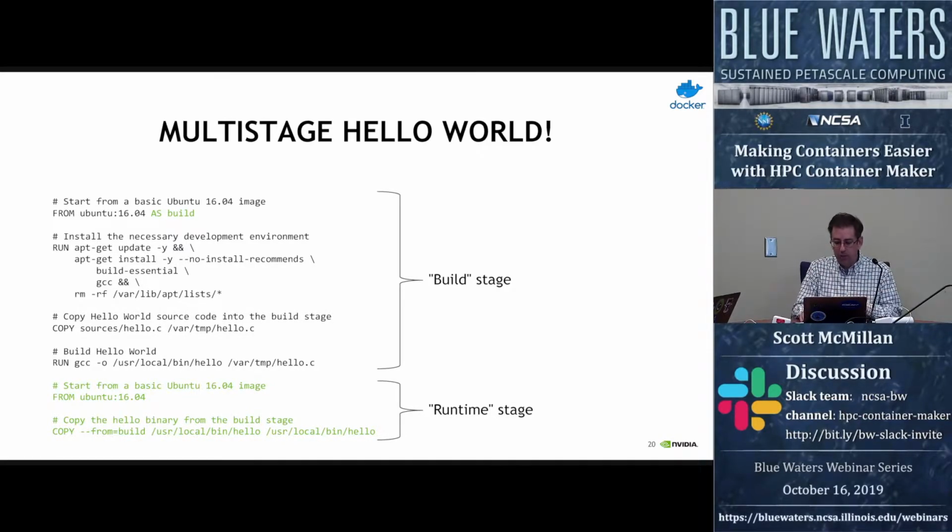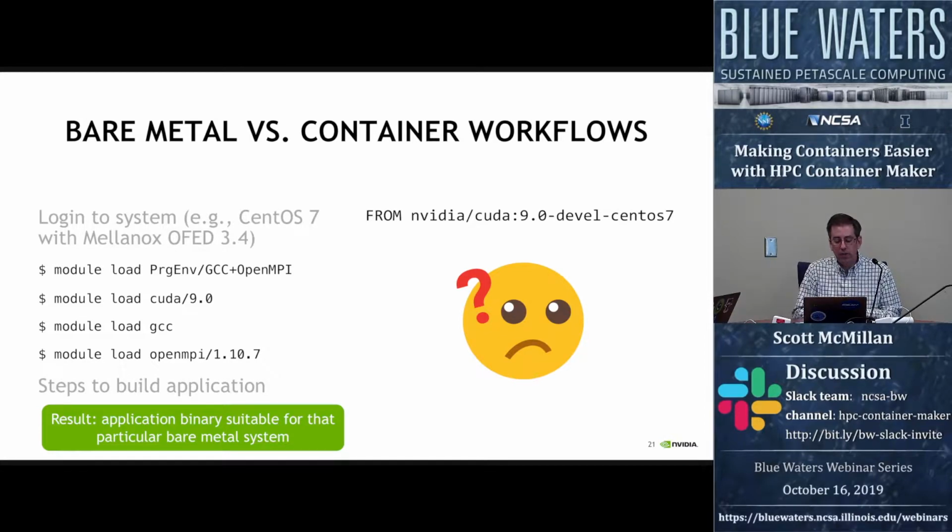So let's actually talk about some HPC stuff. So if you land on most HPC systems, you're probably using environment modules. So if you land on, say, a CentOS 7 system with some version of Mellanox OFED, you're going to load some development environment, and then you're going to build your application, some MD code or chemistry code or whatever. So what's the equivalent Dockerfile to do that?